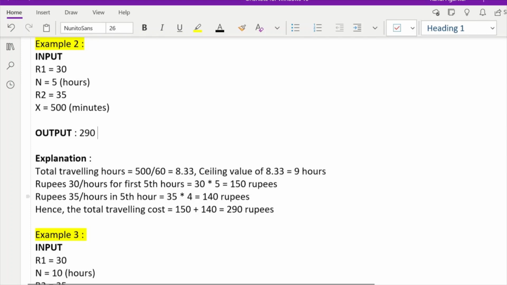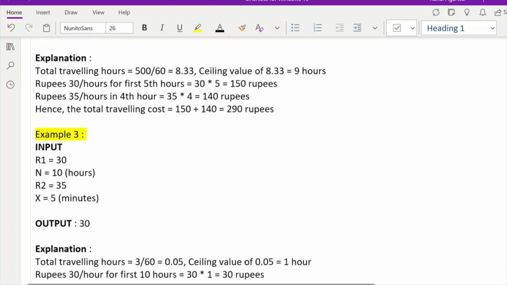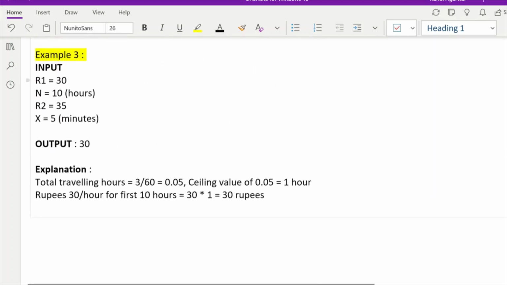So rupees 30 per hour for the first 5 hours, that is 30 into 5, which equals 150 rupees. And then rupees 35 per hour for the remaining hours. Since we have a total of 9 hours and we have calculated for the first 5 hours, the remaining is 4. So we will calculate 35 into 4, which is 140 rupees, and the total cost will be 150 plus 140 equals 290 rupees.